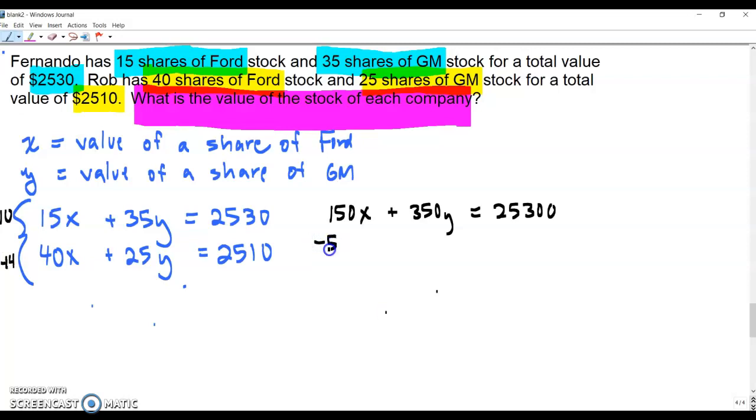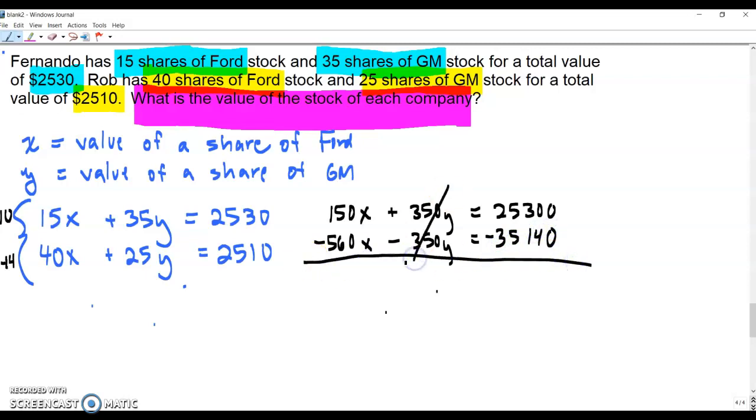I get negative 560X, negative 350Y, and I need the calculator again. Negative 14 times 2,510 is negative 35,140. The Y's are eliminated.